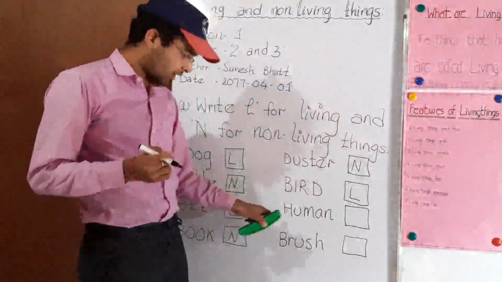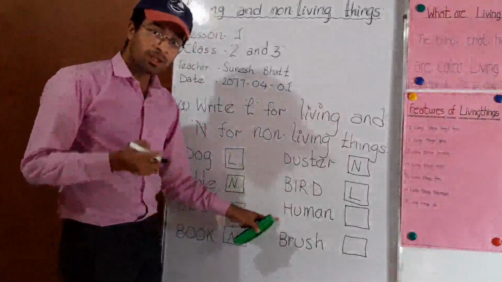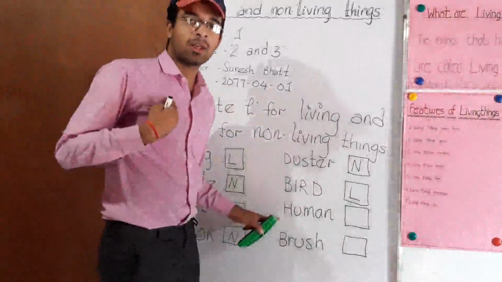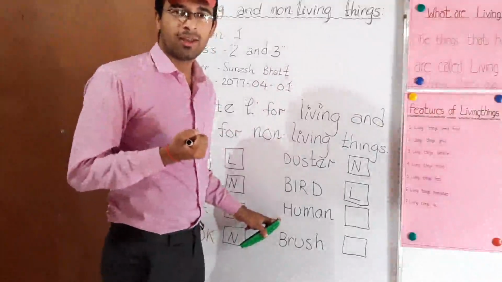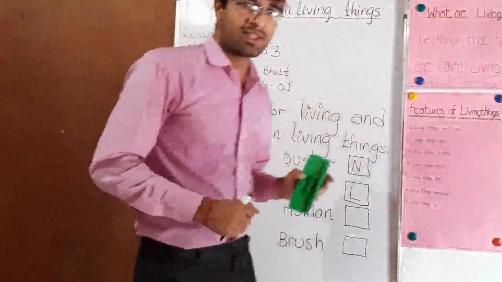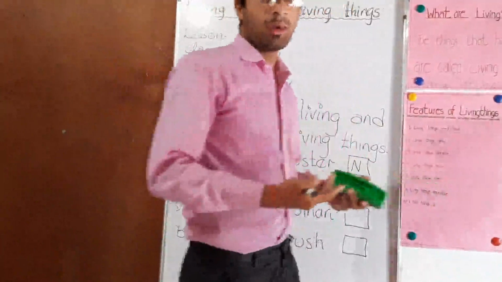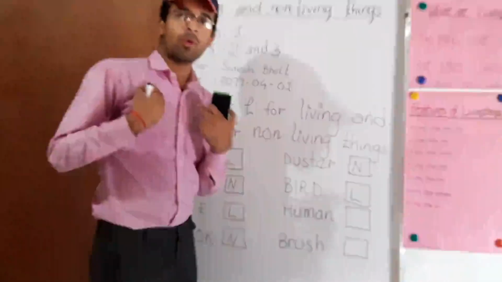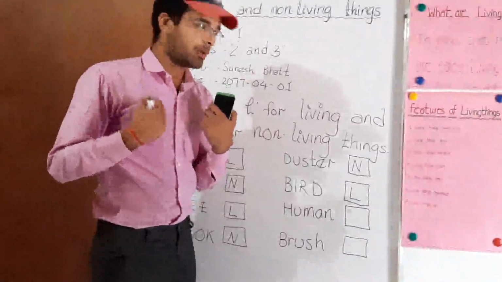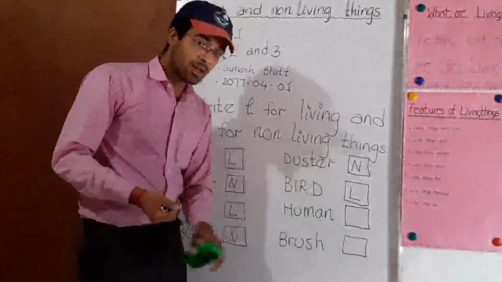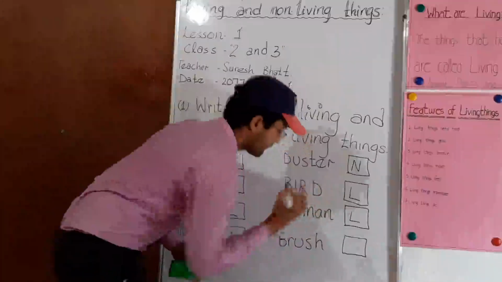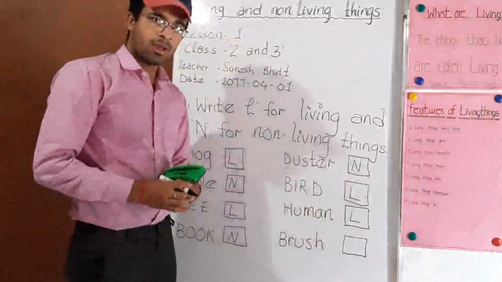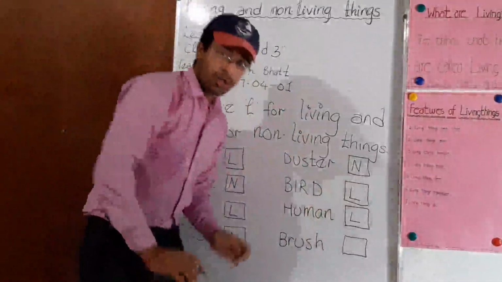Next. What is this? This is a human being like me. Am I a living thing or a non-living thing? Like I am moving here. Yes? I am moving, yes? Forward or backward? So who am I? I am a living thing. So what do we write here? In the box, we write L. Okay. We are all doing so well.